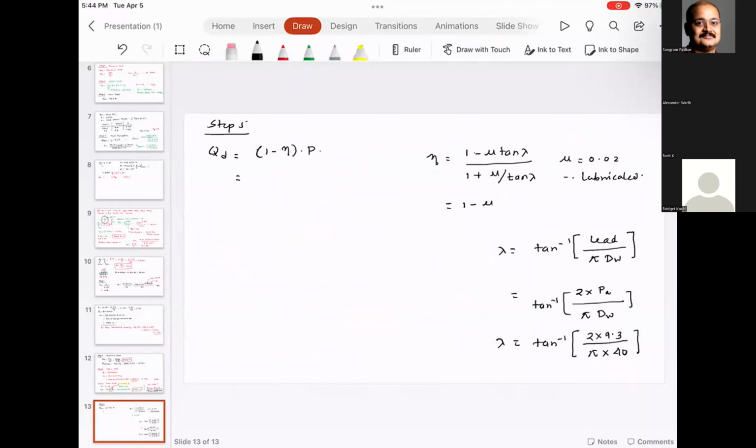After that, with the value of lambda, you can substitute and find the value of efficiency, and then Q generated. Q dissipated is 384 times pi by 4 times diameter of wheel squared, multiplied by 40, and just make sure that QD is greater than QG. With that, your worm wheel design is done. Any questions? Online students?